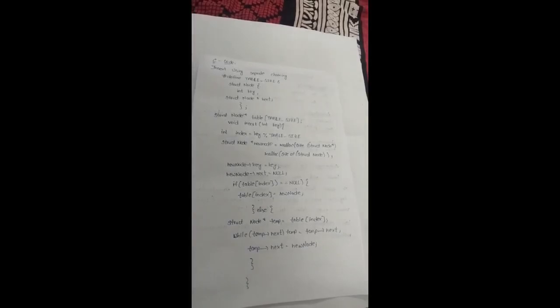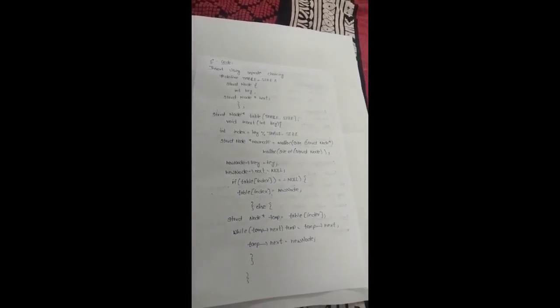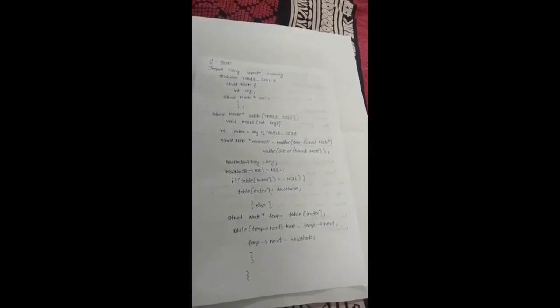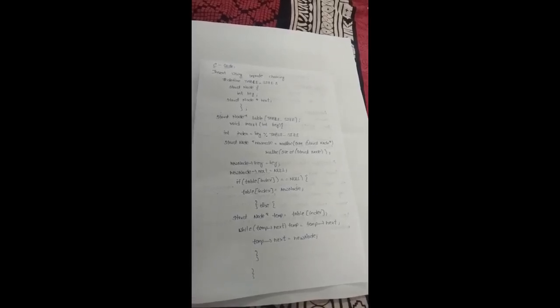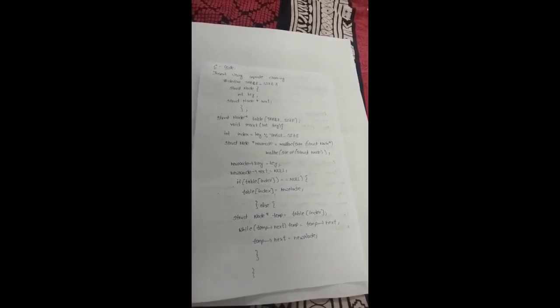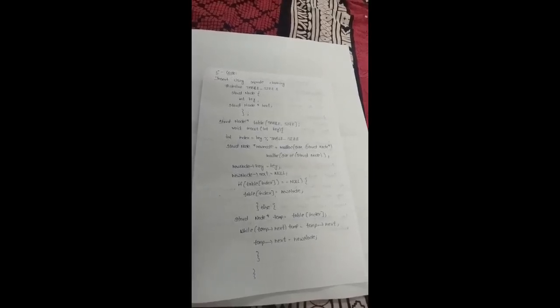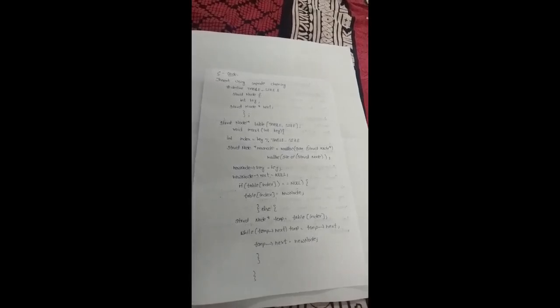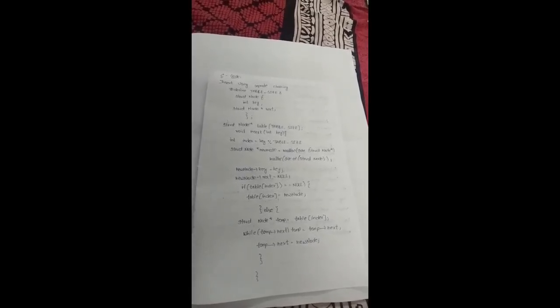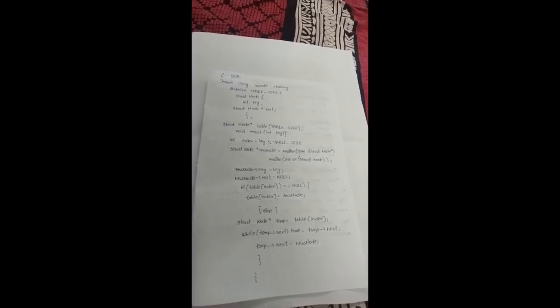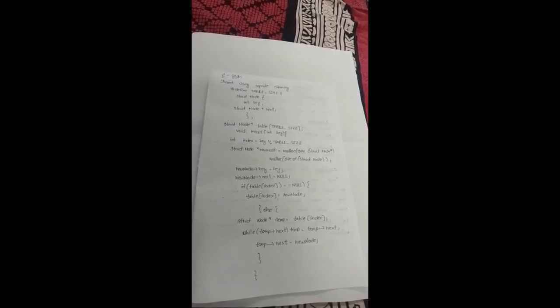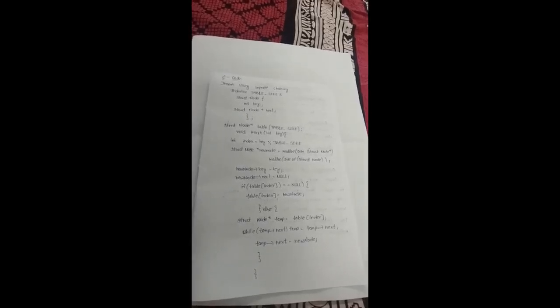Here is how the insertion function works. Void insert with int key: int index equals key modulo TABLE_SIZE. First we use the modulo operation to find the index where the key should go. Struct node new node equals malloc of size of struct node. New node key equals key. New node next equals null. Then we create a new node and store the key in it. Now we check if the index is empty. If table of index equals null, table of index equals new node. So if it is empty, we place the new node there.